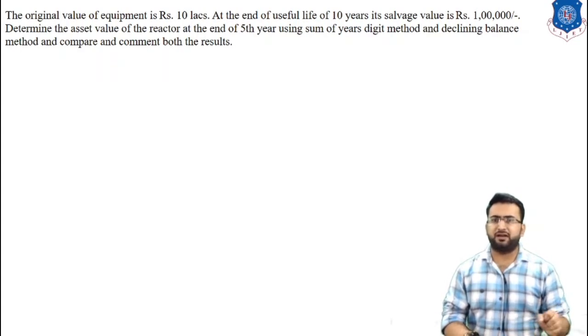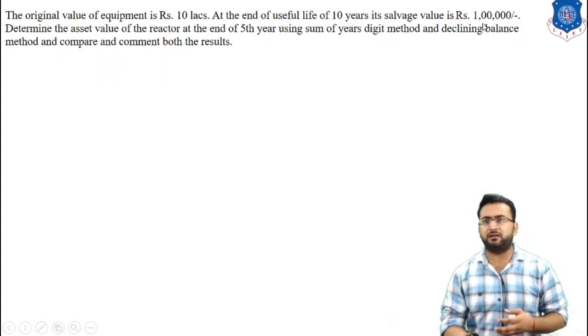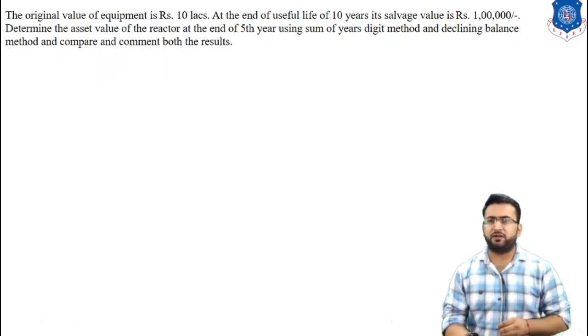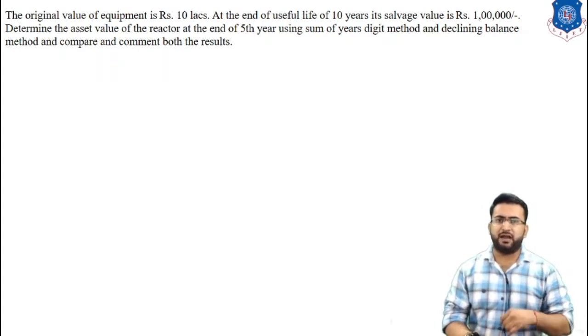So in this statement, given that there is one equipment which is a reactor, whose original price is 10 lakh rupees, and after using it for 10 years the salvage value of that reactor is 1 lakh rupees. Using this data we have to calculate depreciation using the sum of the year digit method and the declining balance method, and compare both depreciations. So let's start this numerical.